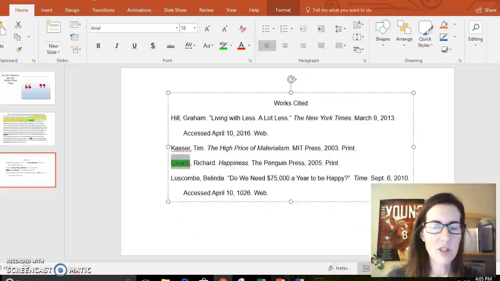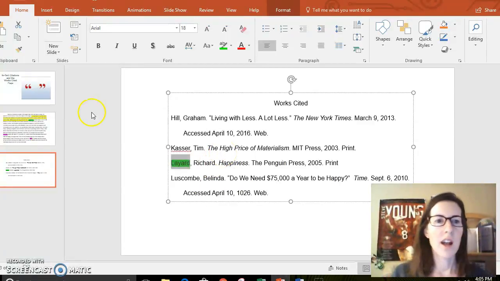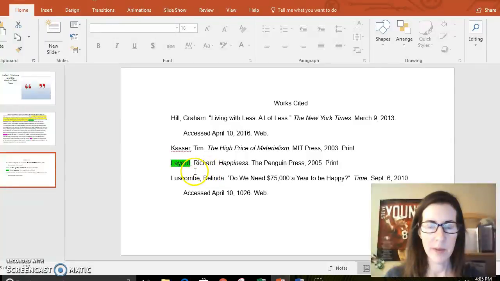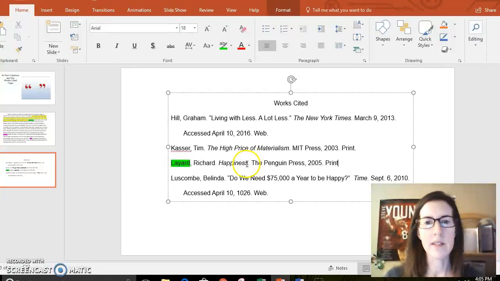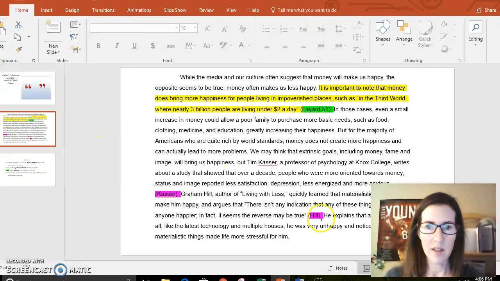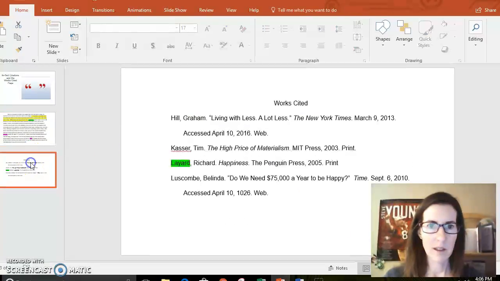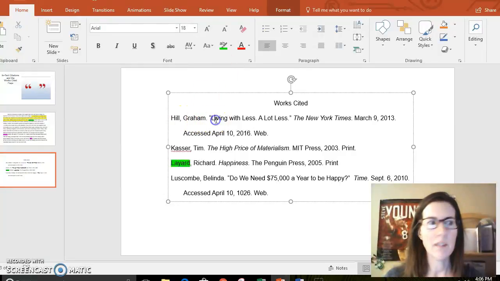So let's go back to our Works Cited page. You can see that when this person cited Layard, we come back here and we find out that Layard is a book. It's in print. We also know it's a book because the title is italicized, and you always want to italicize book titles. Let's say that we wanted to find Graham Hill. We're going to come down here, we're going to look at Hill, come back to our Works Cited page. Well, here's Graham Hill. This is all the information about where his article was published.